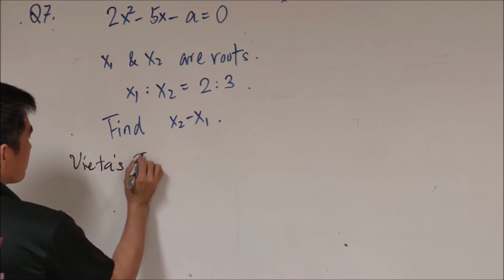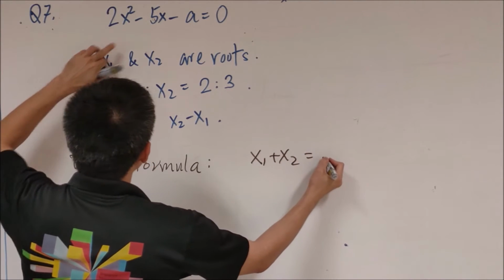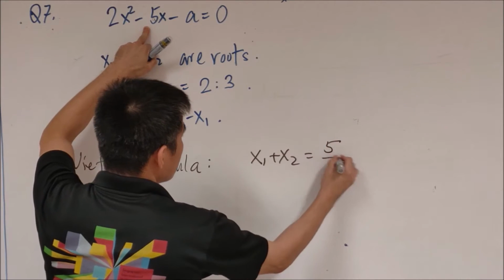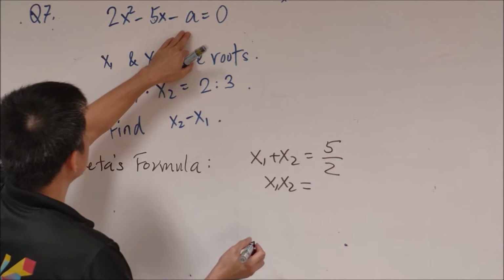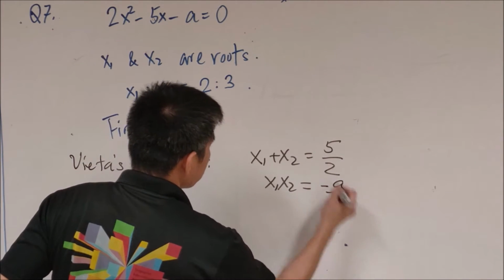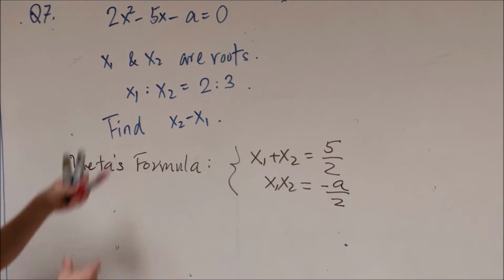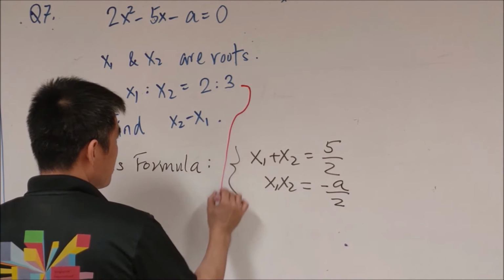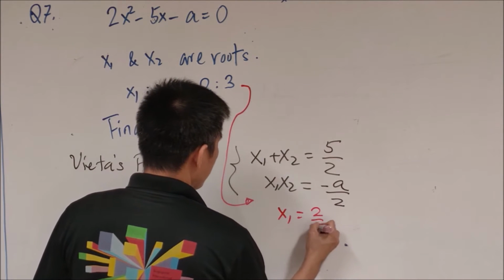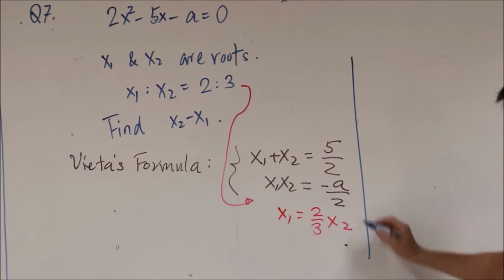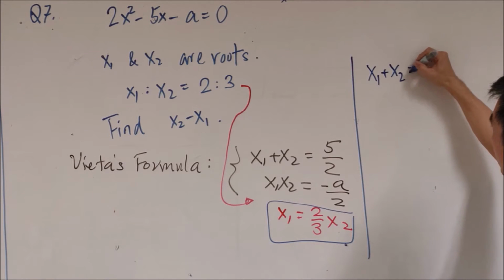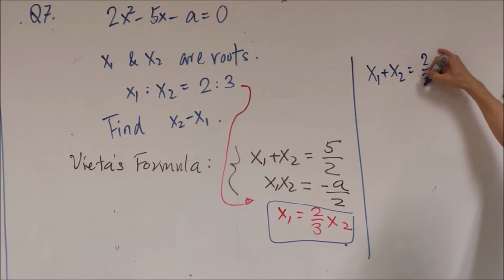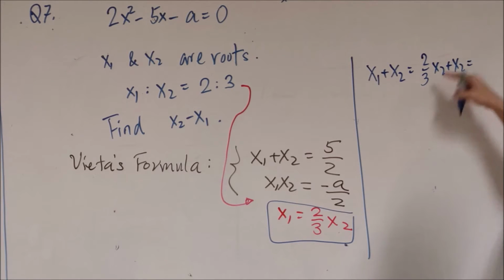Vieta's formulas: x1 plus x2 equals negative b over a, so it's 5 over 2. x1 x2 equals c over a. That's what we have. This gives me extra information saying that x1 equals 2 over 3 x2. So using this information, x1 plus x2 will equal 2 over 3 x2 plus x2, that is equal to 5 over 2 x2.